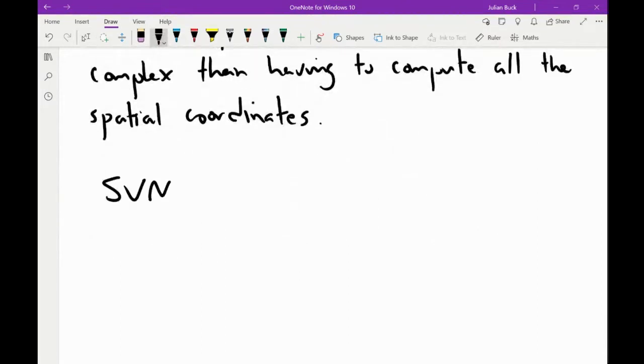So, support vector machines. Let me write the name out one more time.